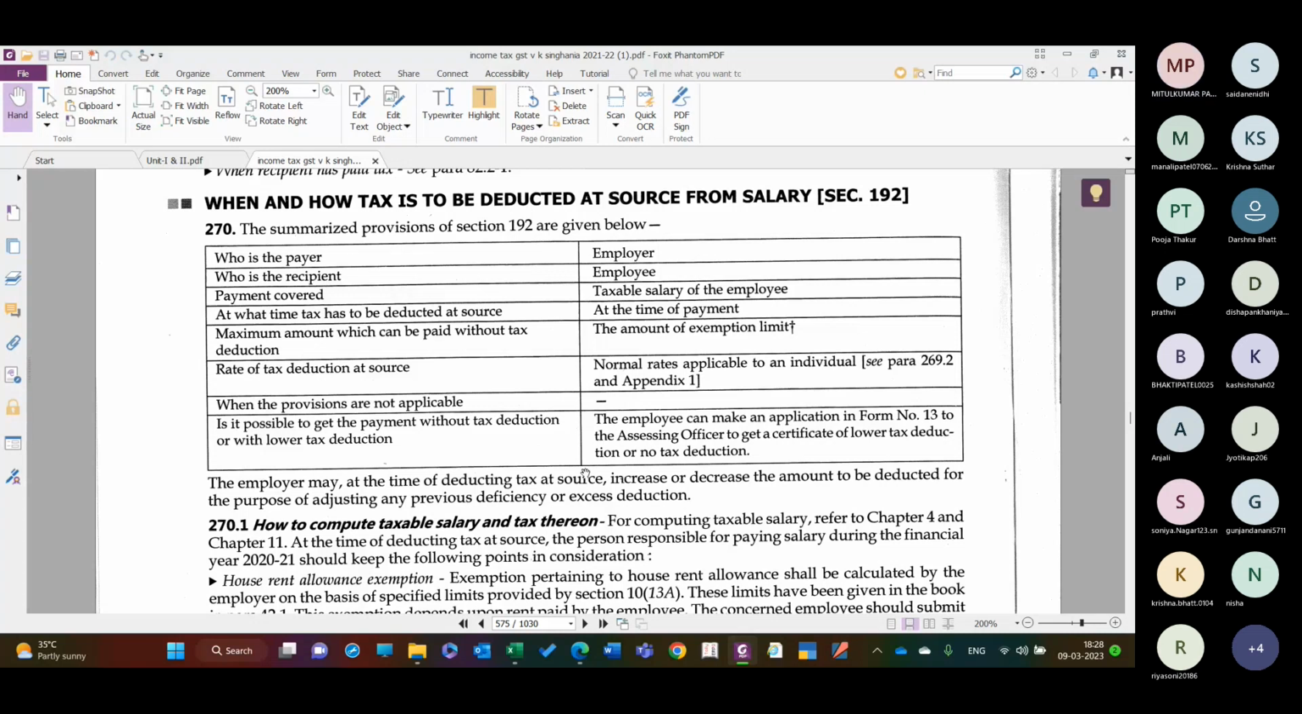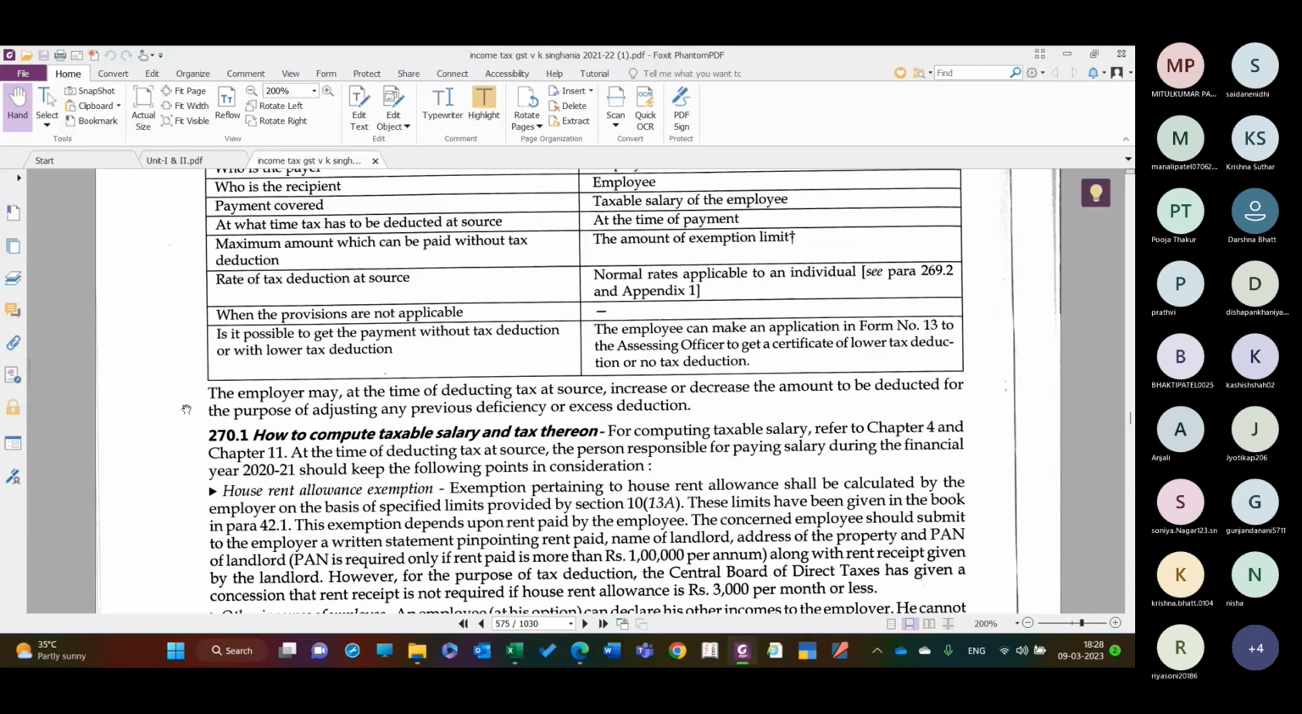If his taxable income is not that high and tax is not being deducted and he only gets a tax refund, then he can make an application in form number 13 to the assessing officer. Employer may, at the time of deducting the tax at source, increase or decrease the amount to be deducted for the purpose of adjusting any previous deficiency or excess deductions.